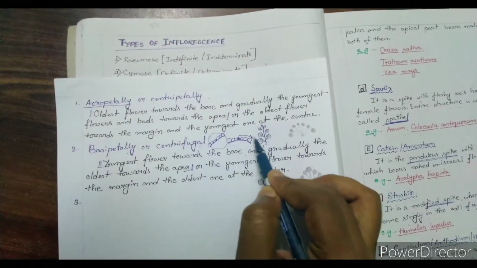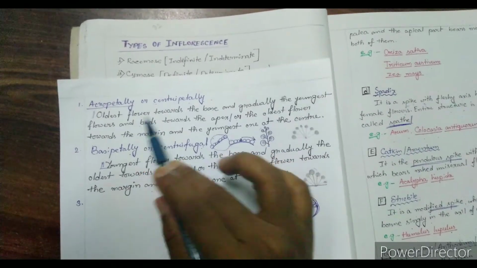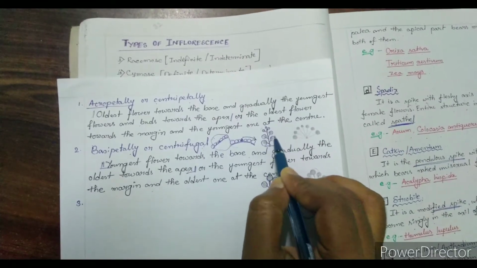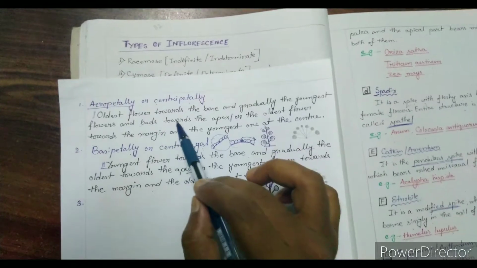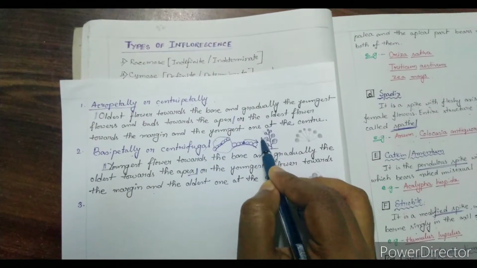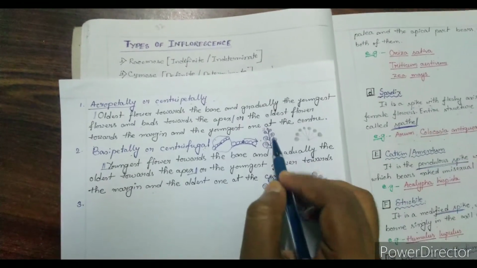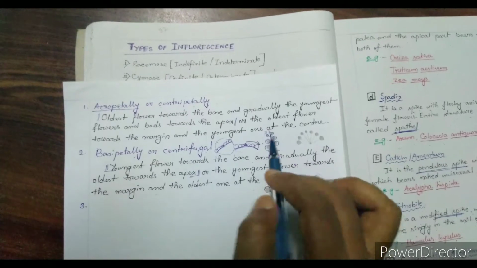Now see this picture. This one is acropetal, meaning the oldest flower is toward the base, and gradually the youngest flower or bud is toward the apex, and gradually the flowers become smaller toward the youngest flower or the bud. So this type of arrangement is called acropetal.